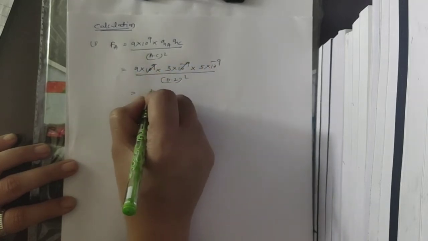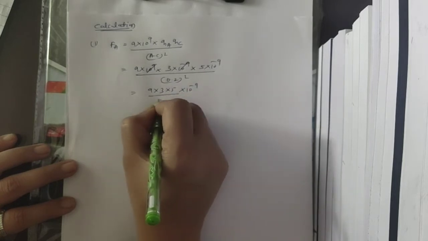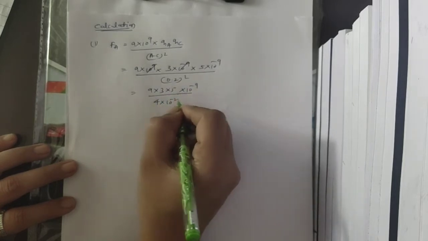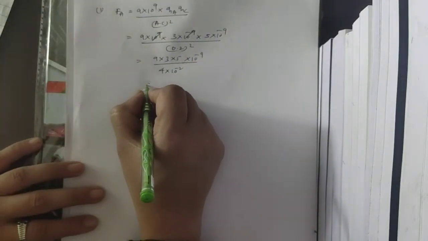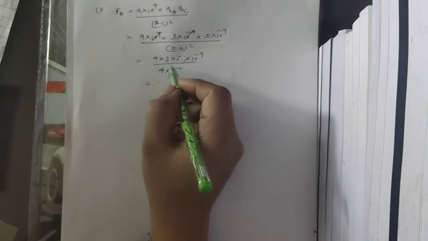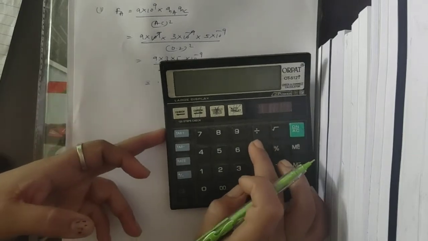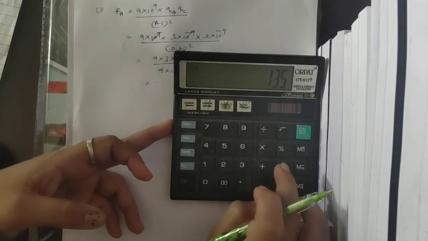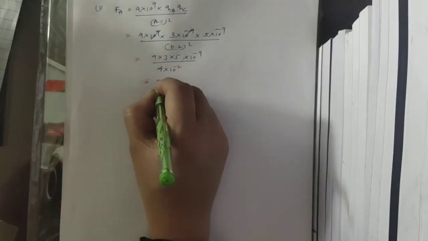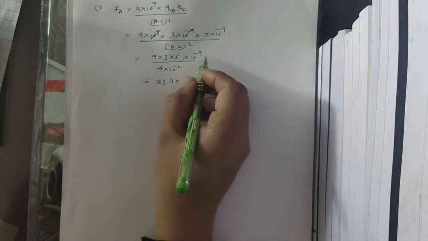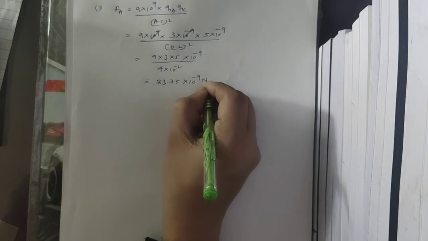Plus 9 minus 9 cancels. 9 into 3 into 5 into 10 to the power minus 9, divided by 4 into 10 to the power minus 2. So do the calculation: 9 into 3 into 5 is 135, divided by 4, it will be 33.75. Minus 2 goes to the numerator as plus 2, so minus 9 plus 2 is minus 7. This is FA.